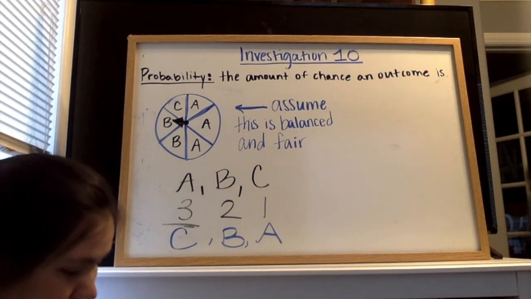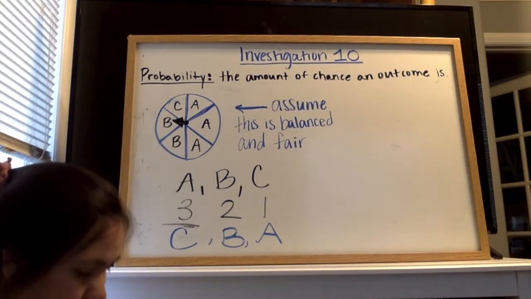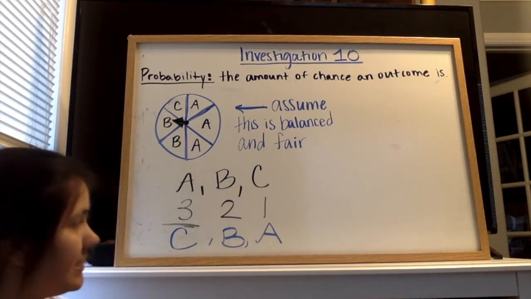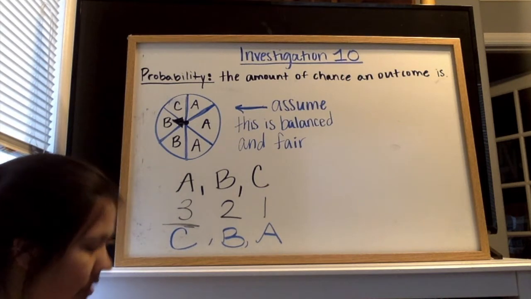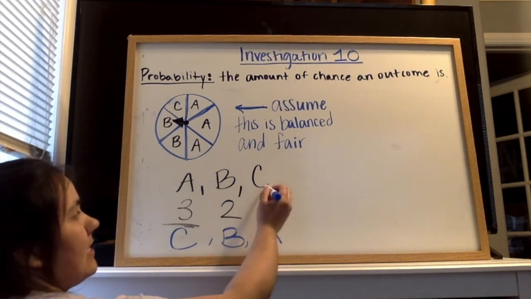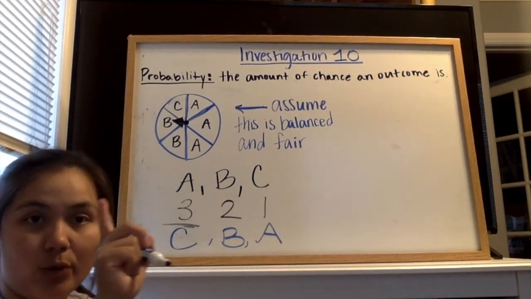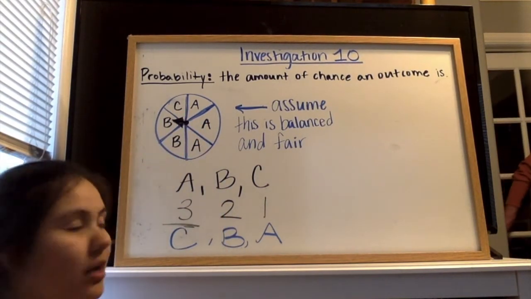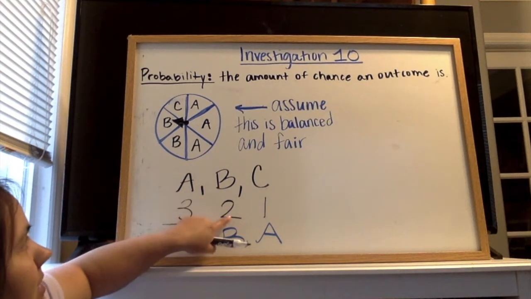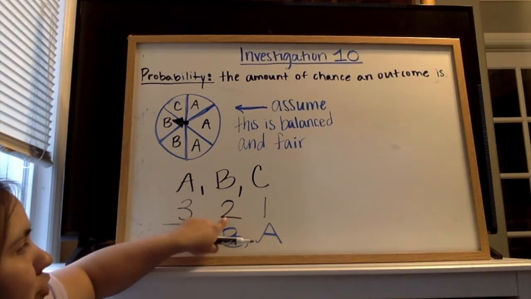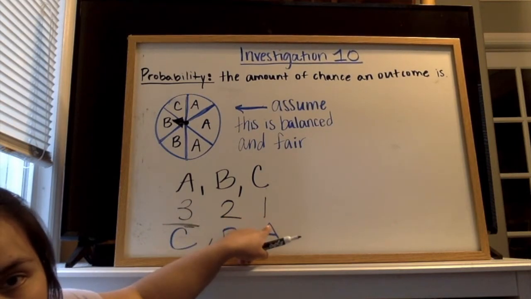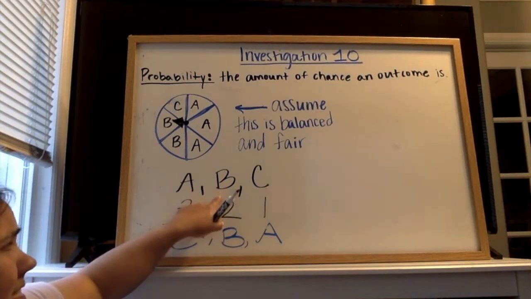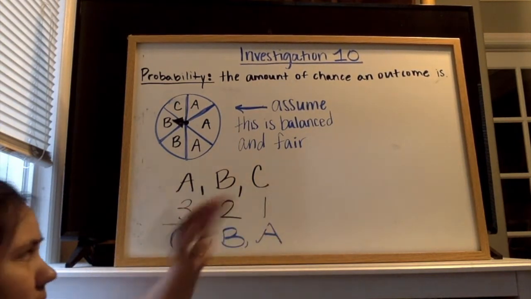Okay? Now number 4, which outcome of a spin is twice as likely as the outcome of C? Well, this C has only one possible place to land, and letter B has 2 possible places. And isn't 2 just double of 1? So that means that B is twice as likely to be landed on as C.